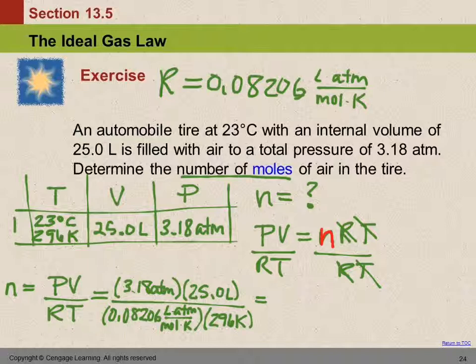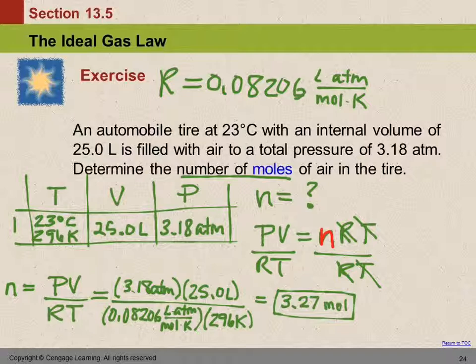And I'm going to round my answer to 3 sig figs. I'm going to get 3.27. What unit is on that answer? Moles. So the number of moles in that tire is 3.27.